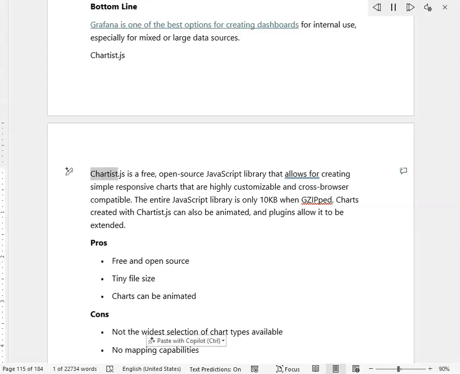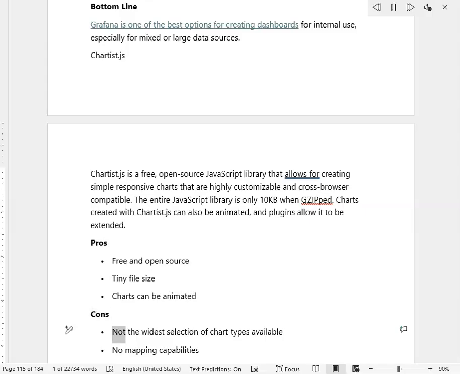Chartist.js. Chartist.js is a free, open-source JavaScript library that allows for creating simple responsive charts that are highly customizable and cross-browser compatible. The entire JavaScript library is only 10 kilobytes when gzipped. Charts created with Chartist.js can also be animated, and plugins allow it to be extended. Pros. Free and open source. Tiny file size. Charts can be animated.